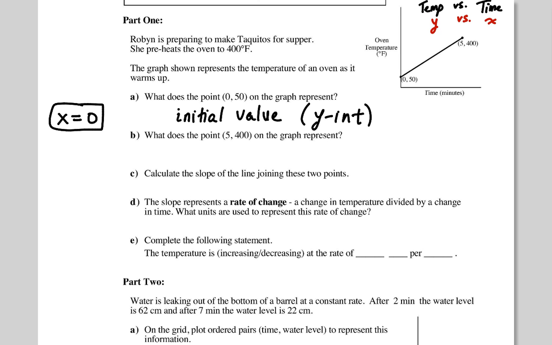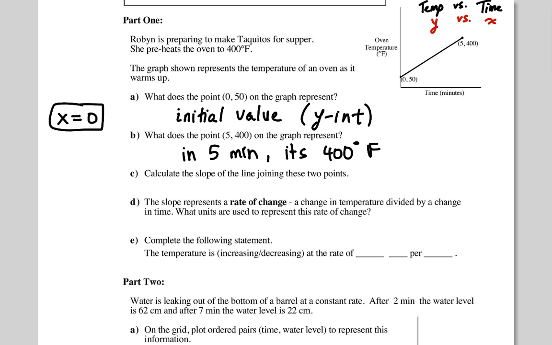Okay. What does the point (5, 400) on the graph represent? Good. In 5 minutes, 400 degrees Fahrenheit. Beautiful. So that's the time it takes to preheat the oven. Yeah?